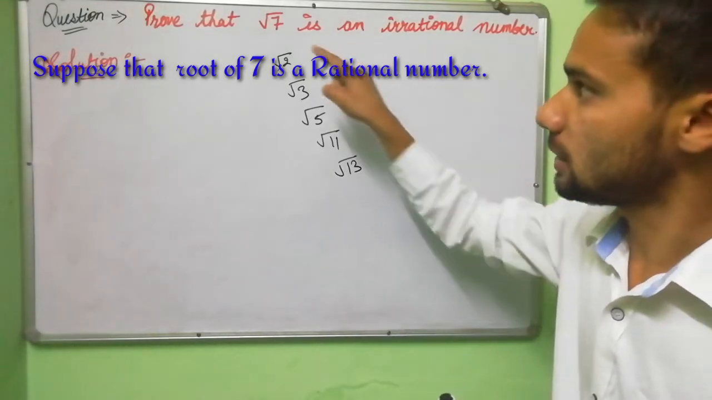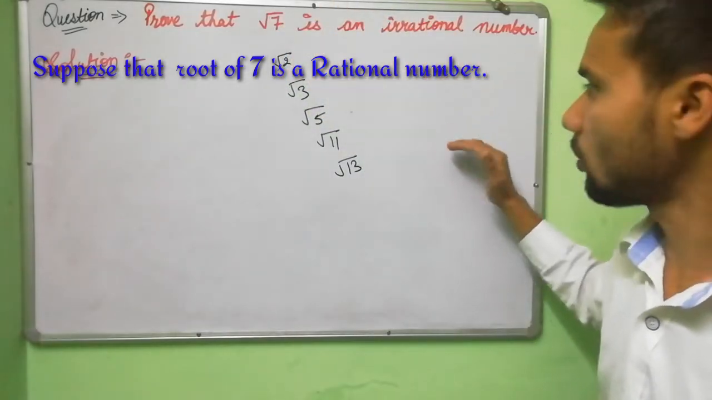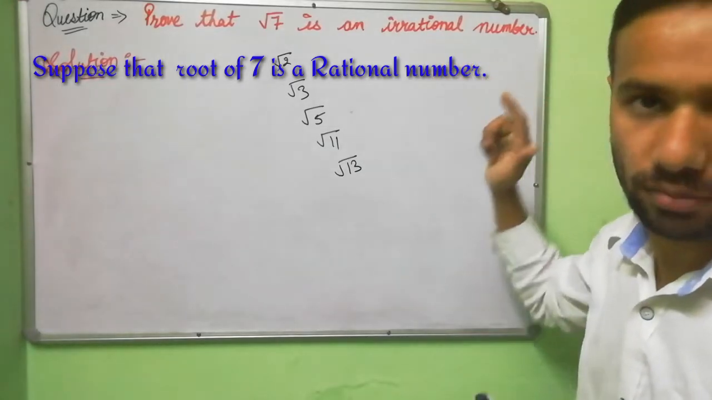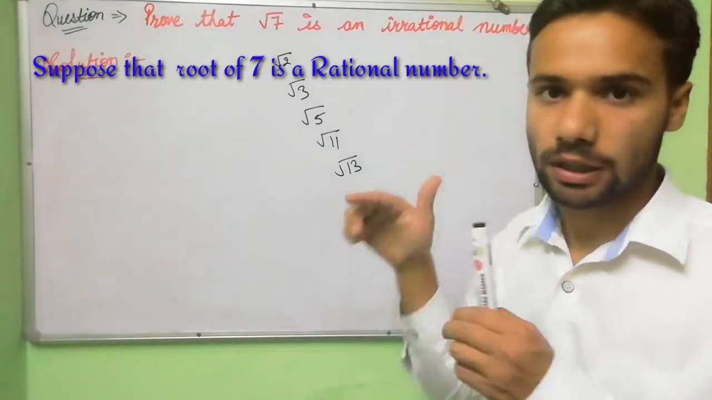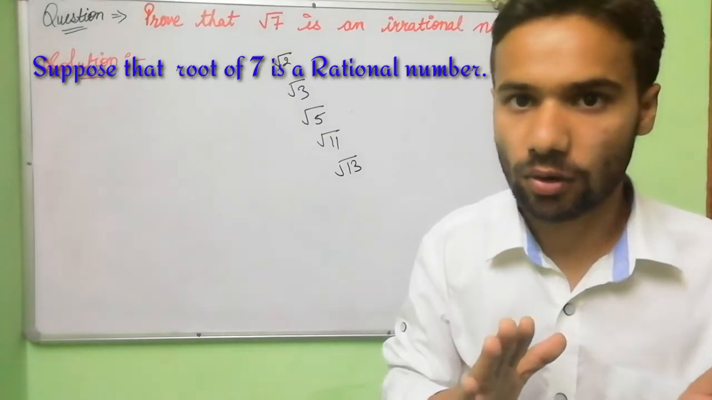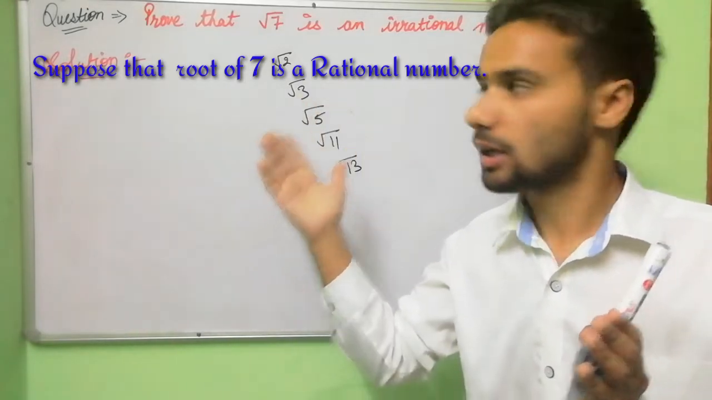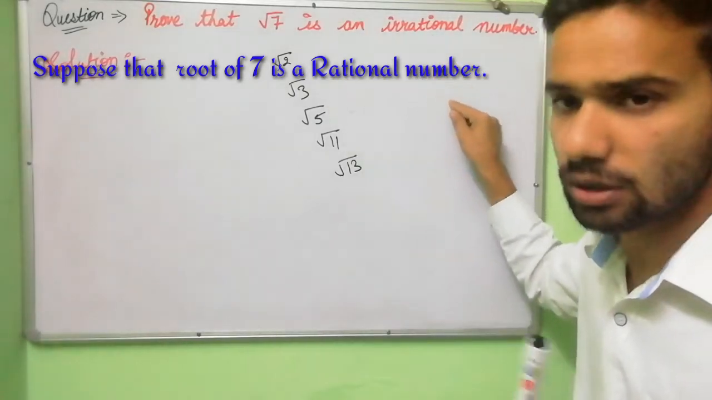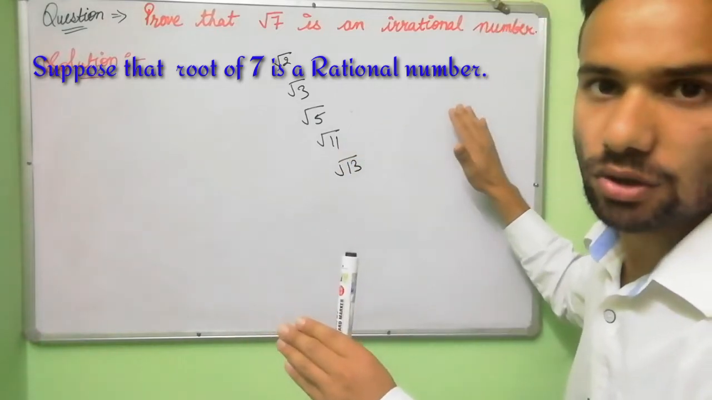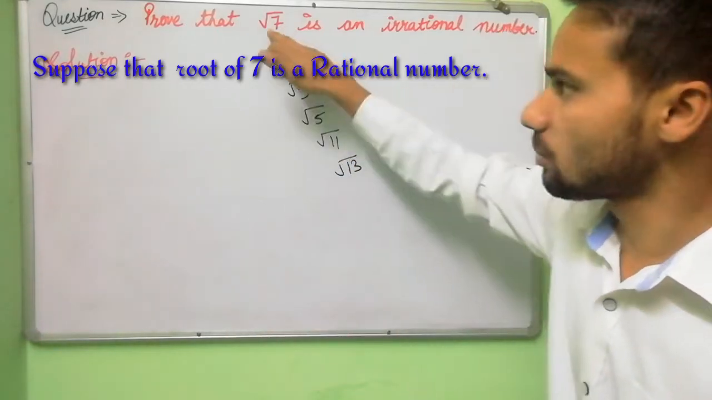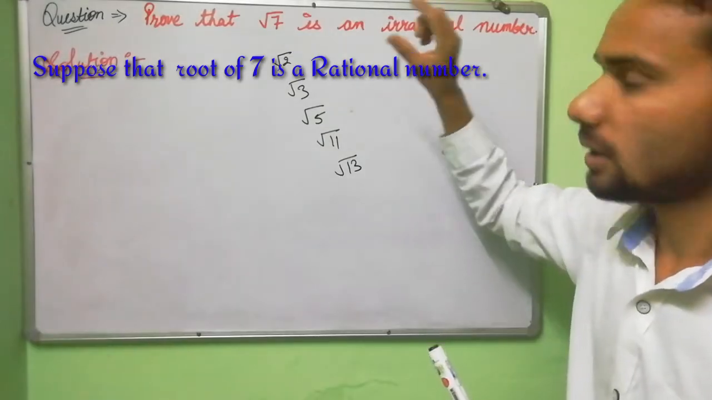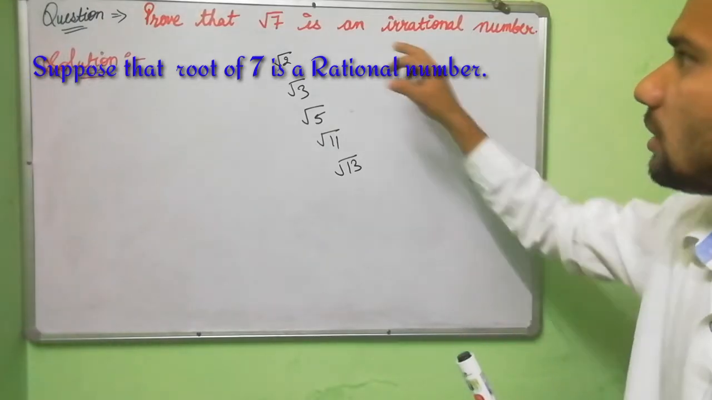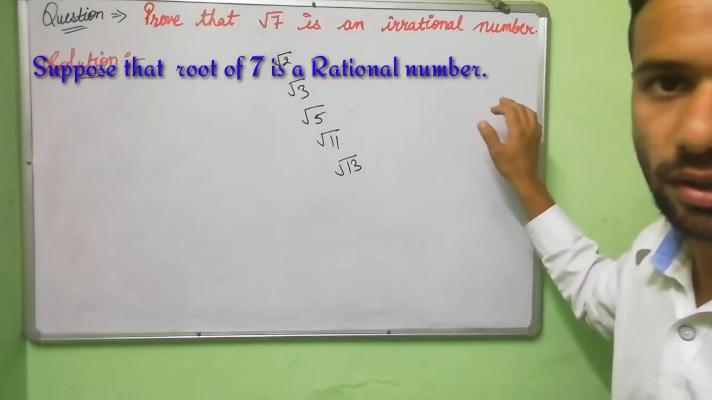If this is not a rational number, then the answer should be that this number is an irrational number, because if it is not a rational number, then the credit goes to irrational number, because I take the opposite here. If one thing is false, the second thing is correct, and the second thing is irrational number. The first thing is rational number. I assume rational number here, but it will not satisfy the conditions of a rational number. So this number is not a rational number. Then we can say this number should be an irrational number. That is the reason I take root 7 as a rational number here.